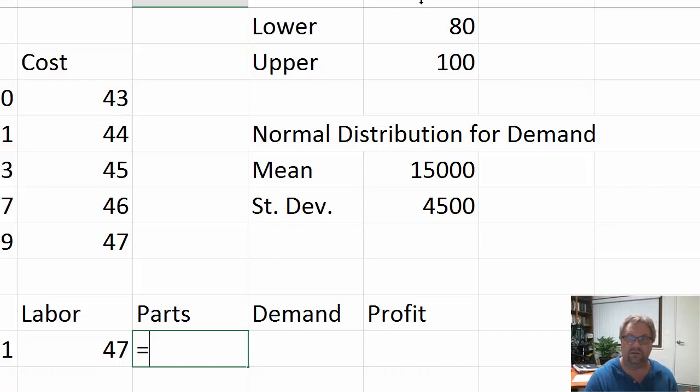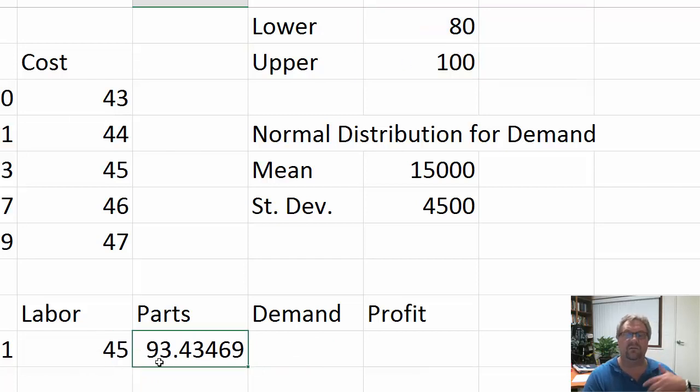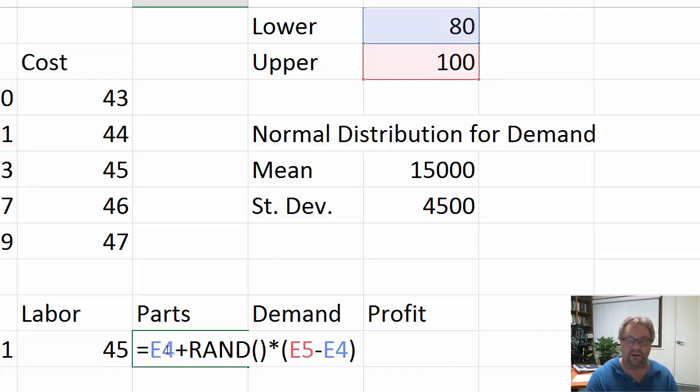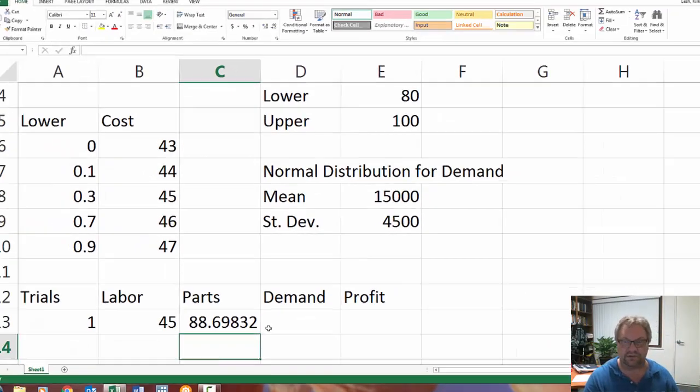That was the lower bound of my continuous uniform distribution plus the RAND function times the difference between the upper bound and the lower bound. Okay, and so here would be my first simulation of the price for these parts. Now the same thing, I need to go in here and anchor the lower bound. I never want that cell to change. And then anchor the upper bound and then again the lower bound, so that when I copy it, those aren't going to change.